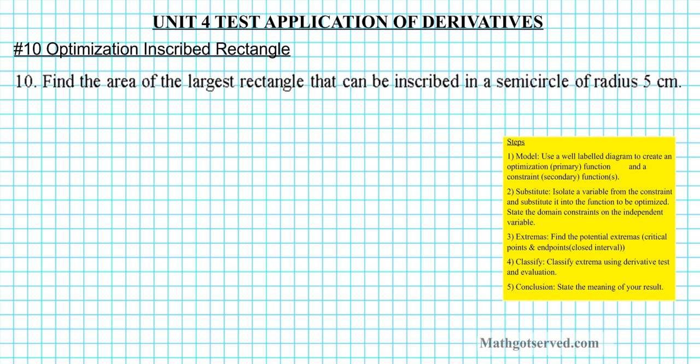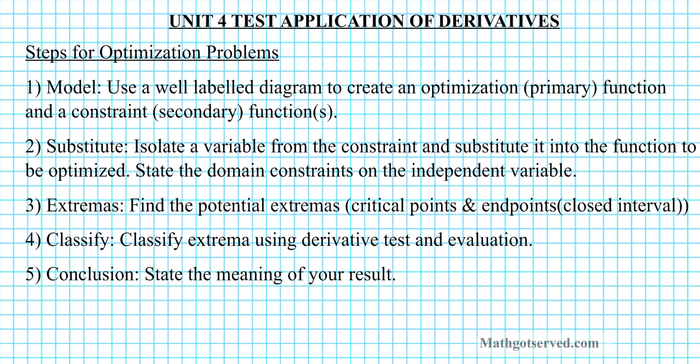All right? So before we go ahead and solve the problem, let's quickly review the steps involved in solving optimization problems. Here are the order of steps that should be followed when solving optimization problems. Number one, you want to model the situation. There are two groups of functions you are going to have: the optimization or primary function, and then the constraints or secondary functions.